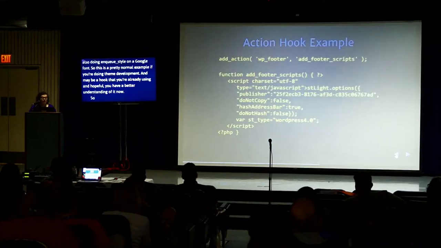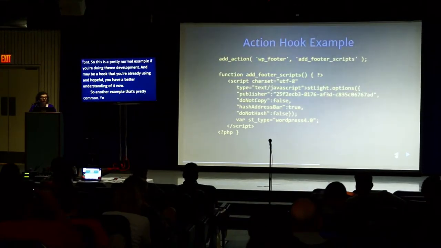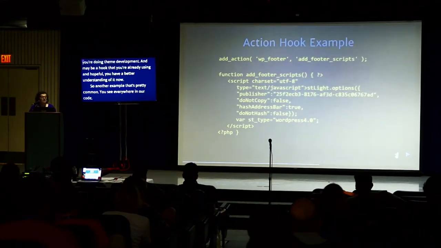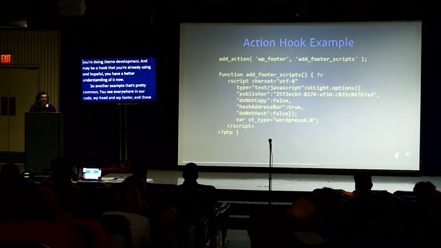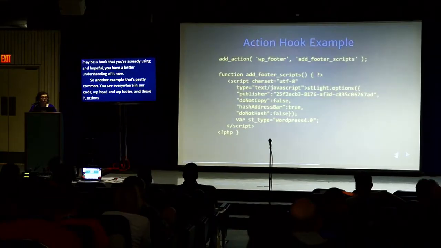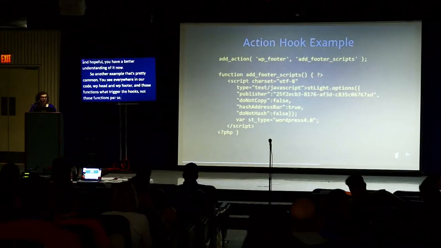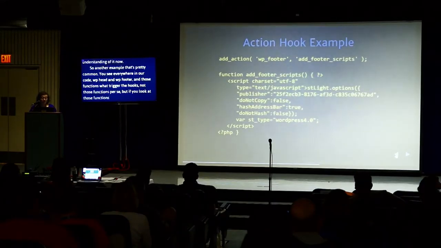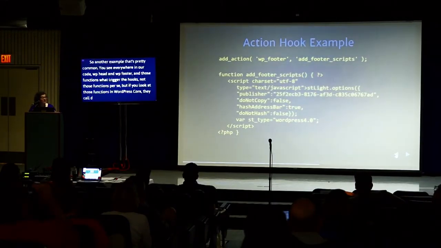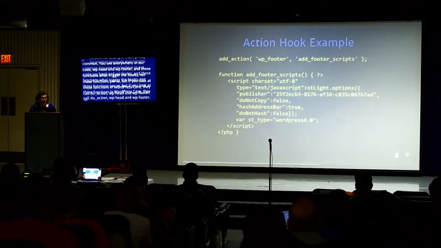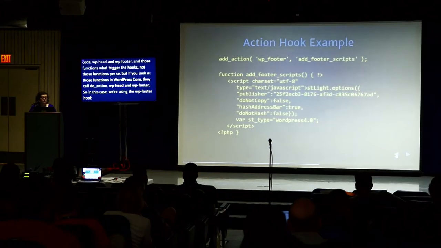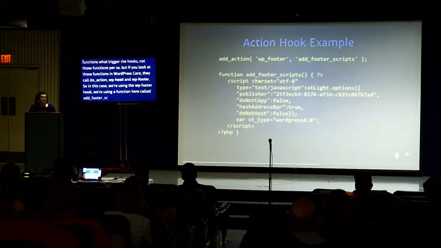So another example that's pretty common, you see everywhere in our code, wp_header and wp_head and wp_footer, and those functions are what trigger the hooks. So not those functions per se, but if you look in those functions in WordPress core, they call do_action wp_head or wp_footer. So in this case, we are using the wp_footer hook. We're writing a function here called add_footer_scripts, and we're just putting in a JavaScript call so that it will appear on our page.